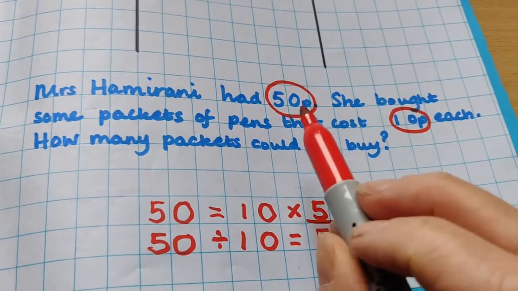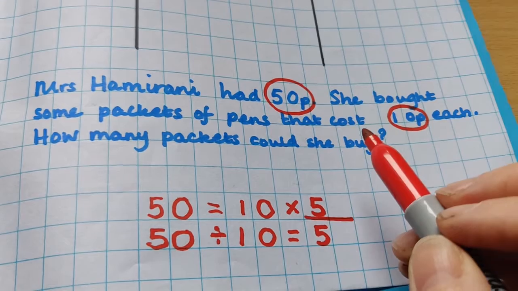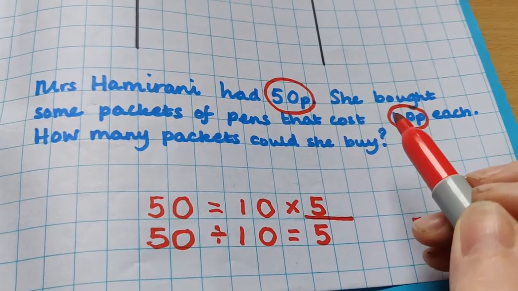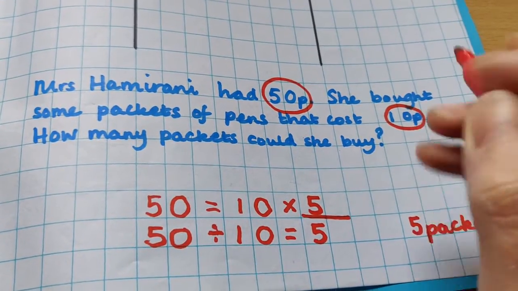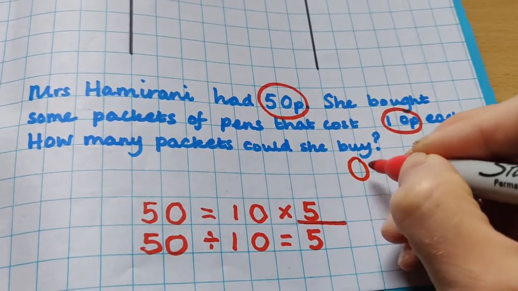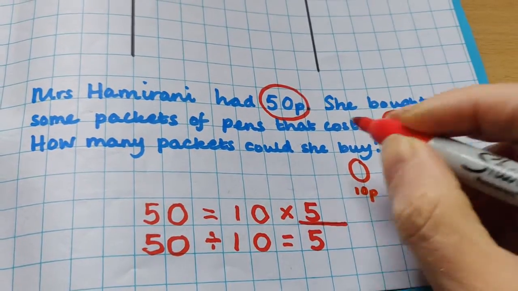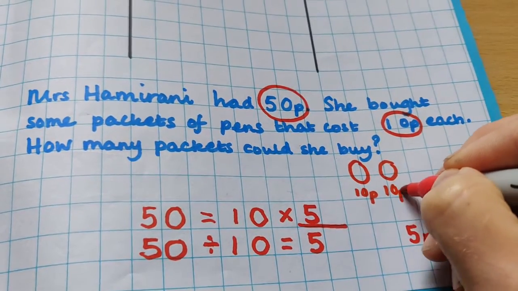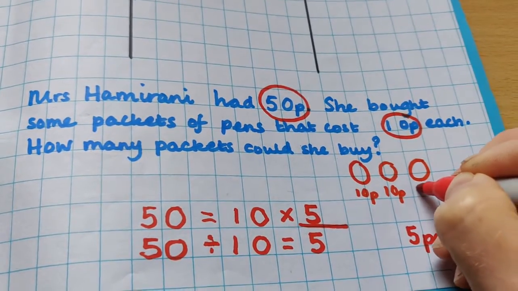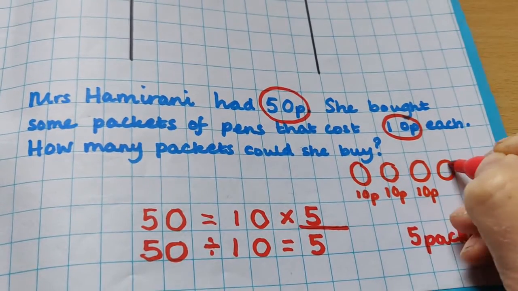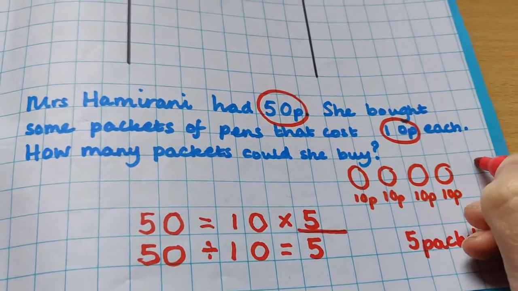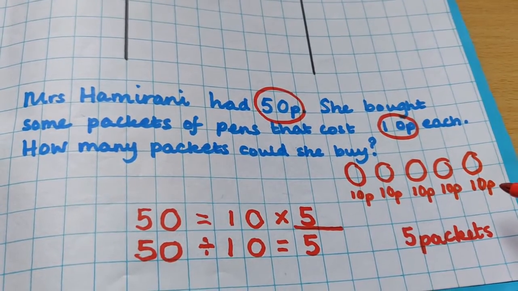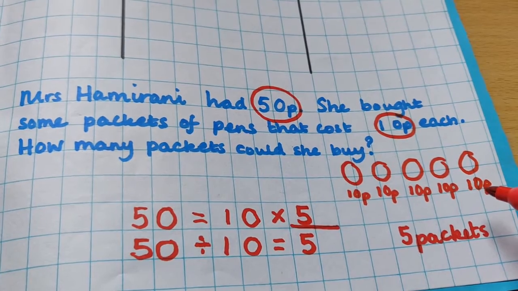So that one's a bit tricky, but if you think about it carefully, visualise what she's doing, that would help you. So if I was going to visualise the fact that there's some packets of pens, each one's 10p, so one packet is 10p. I know that I can go up to 50, so one packet's 10, another packet 20, another packet 30, another packet 40, another packet 50. So that was 5 lots of 10 to spend for the 50.